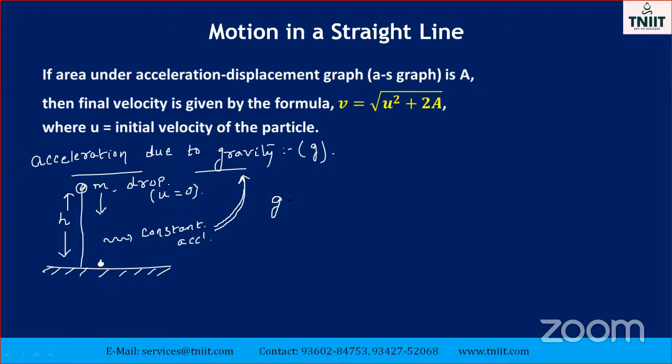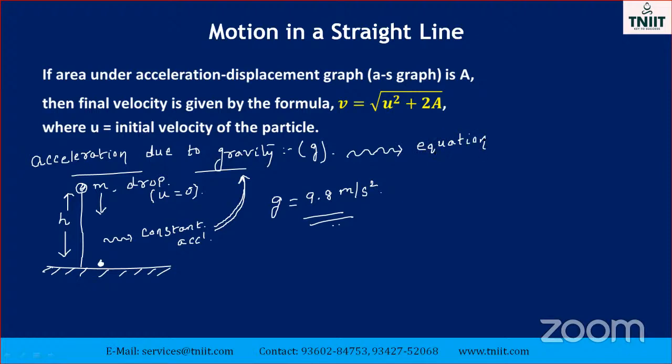Its acceleration due to gravity will be equal to 9.8 meter per second squared. What is the value of the acceleration due to gravity? It is 9.8 meter per second squared. Remember this. Now, how to write the equations of motion for this?